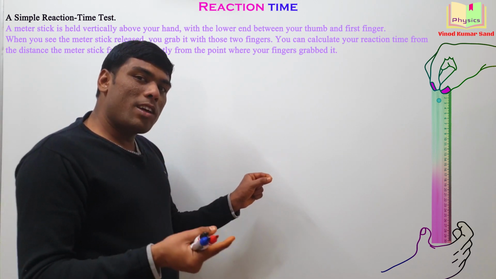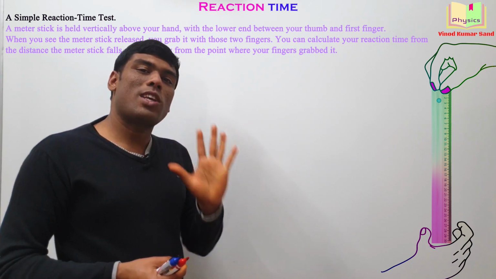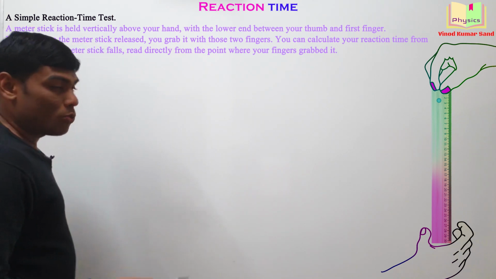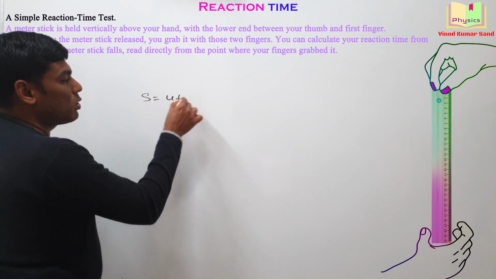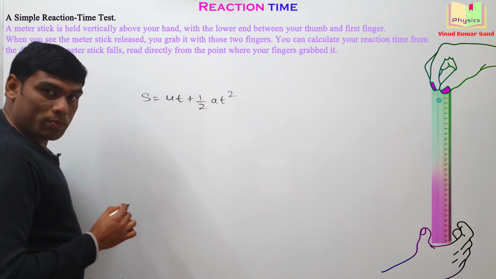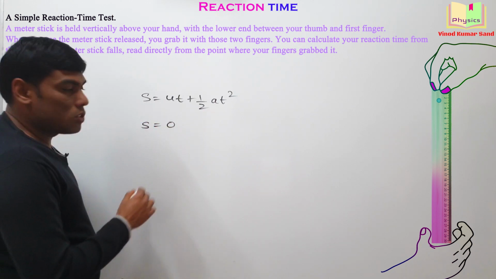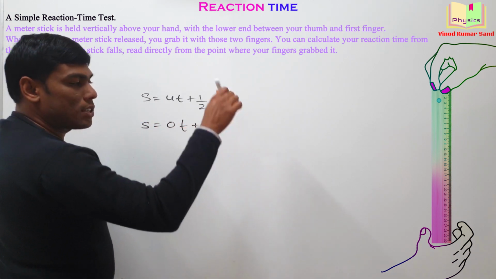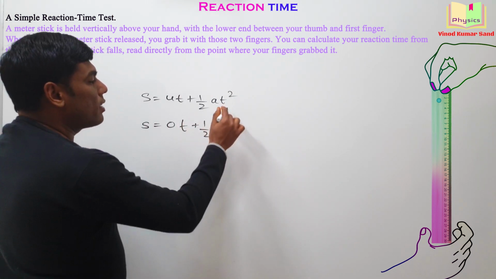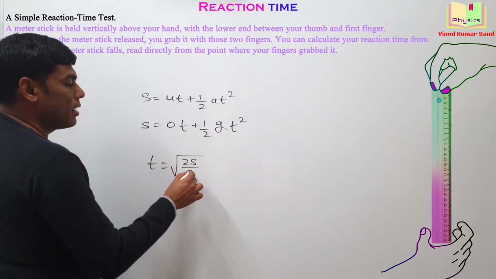Using the new number and the old number, you can find how much distance the scale has traveled in between your fingers. And for that distance, we can do the calculation using the second equation of motion. s is equal to ut plus half at square. Let's say the distance is s, u of the scale was 0, plus acceleration is the acceleration due to gravity, which we take as g, and then t square. So from here t comes out to be root of 2s by g.